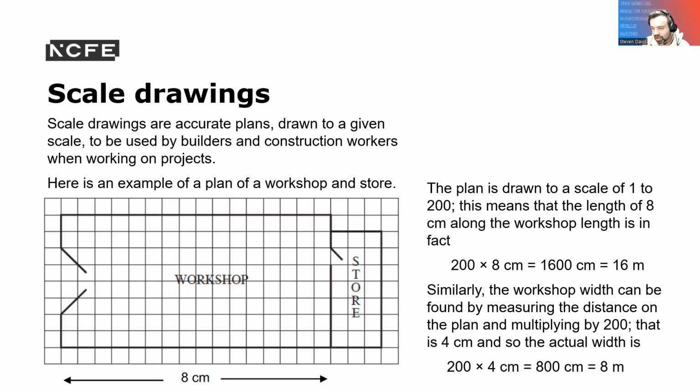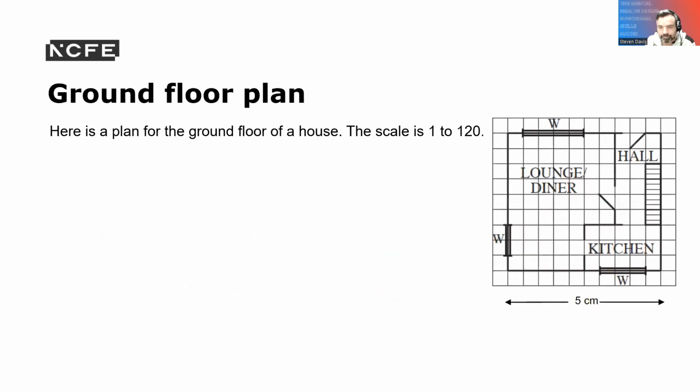There you can see the workshop's width can be found by measuring the distance on the plan and multiplying by 200, that is 4 centimeters. So the actual width is 200 times 4 equals 800 centimeters, and 800 centimeters is 8 meters.